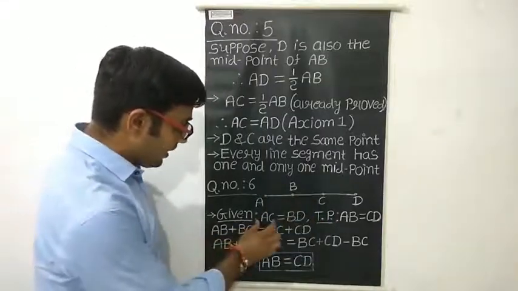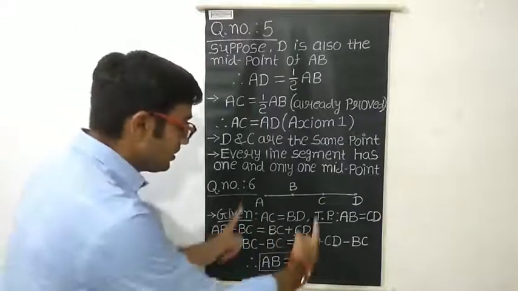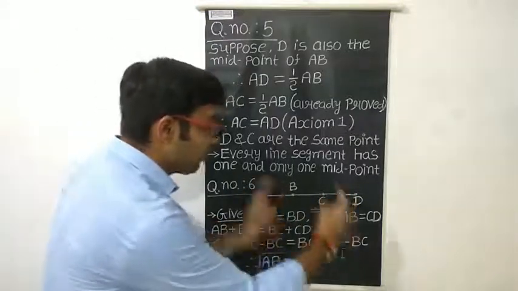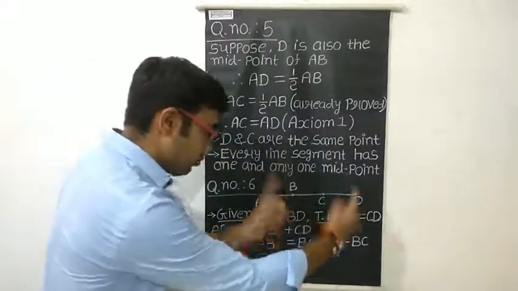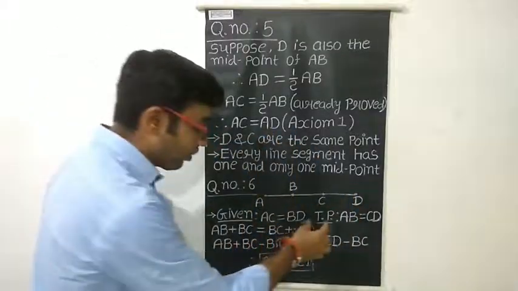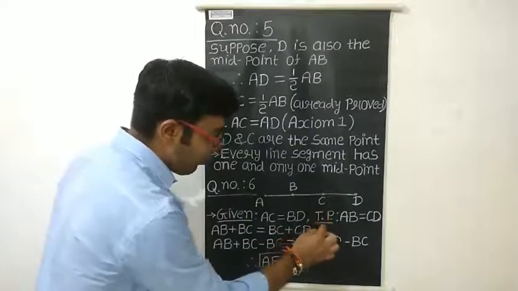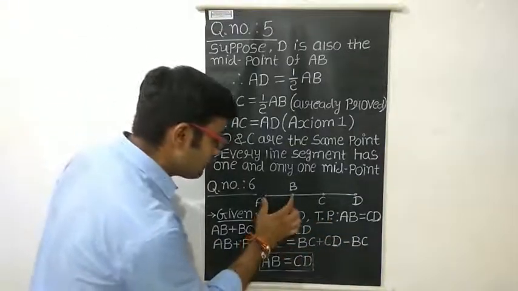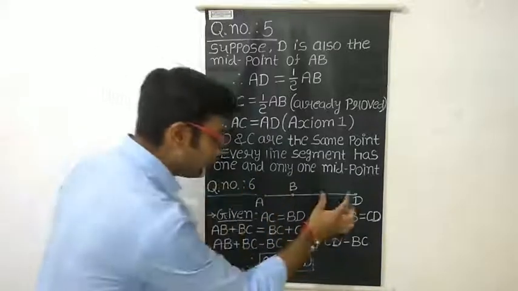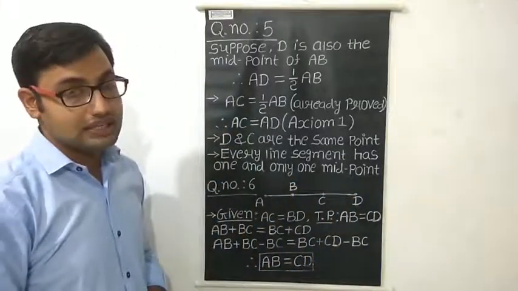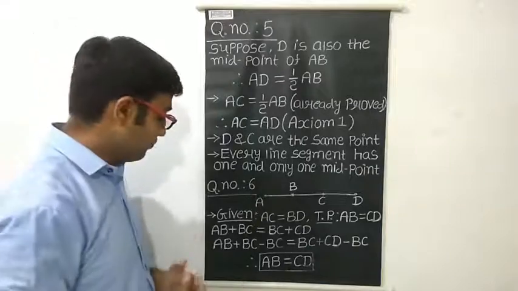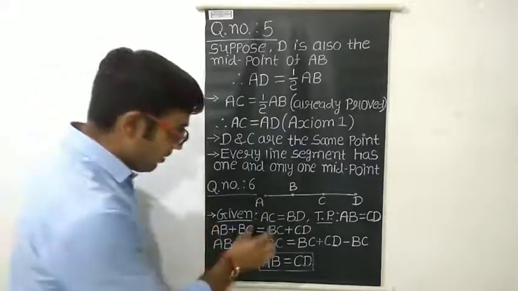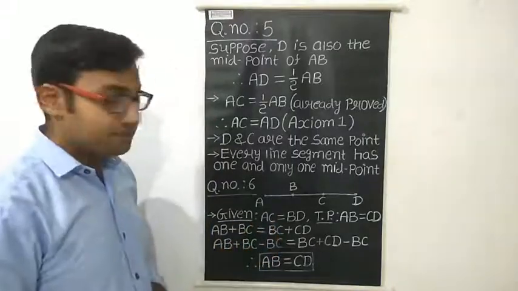We have given that AC is equal to BD. That means this much of the portion is equal to this much of the portion. AC is equal to BD. And what we have to prove? We have to prove that AB is equal to CD. We have to prove this much of line segment is equal to this much of line segment. So let us prove. We will start from what we have given. We have given AC is equal to BD.